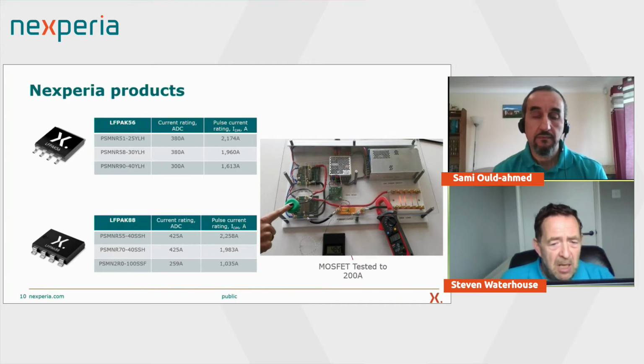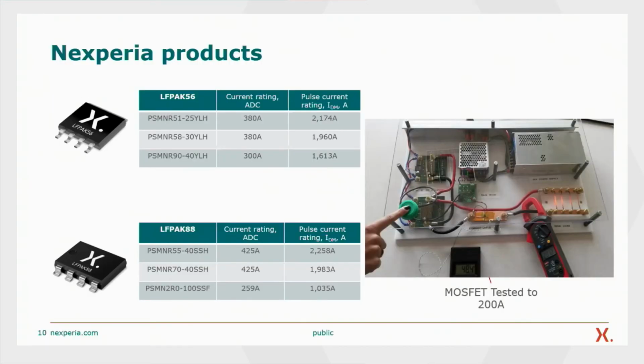I mentioned the LFPAK88. Again, its DC rating is 425 amps, and that's a 2,258 amp pulse rating. You can see there's an image on the right there. We actually have a demonstrator kit, and you can see we've got some glowing wires on the bottom right of the kit, and that's just simulating an electrical load. We use wires; we know that when we've got high current flowing, they're going to get hot and start to glow. And you can see from the current meter there, we've got 200 amps flowing, and the MOSFET is still about 50 degrees C.